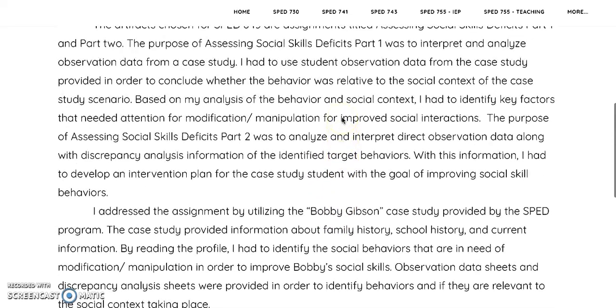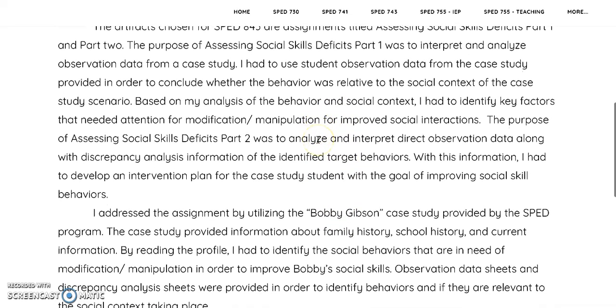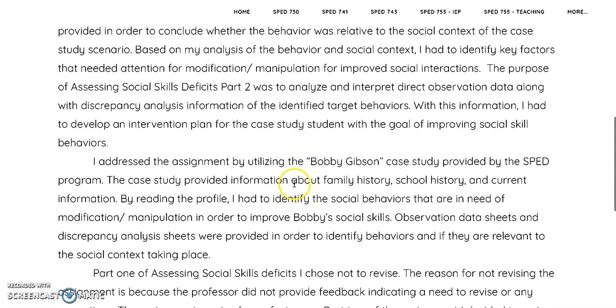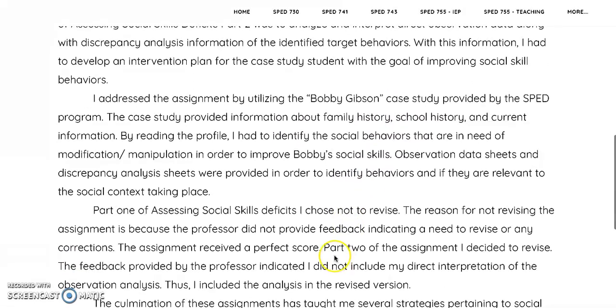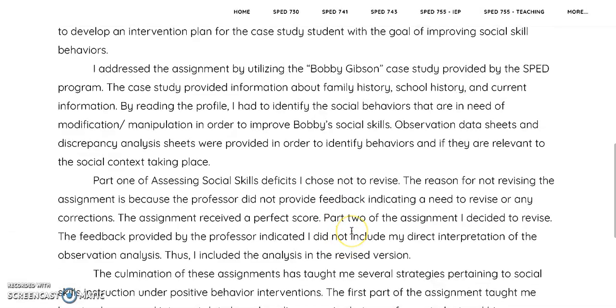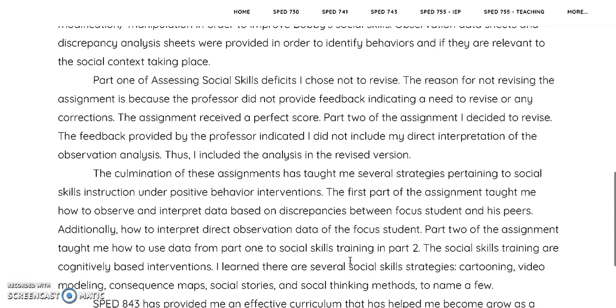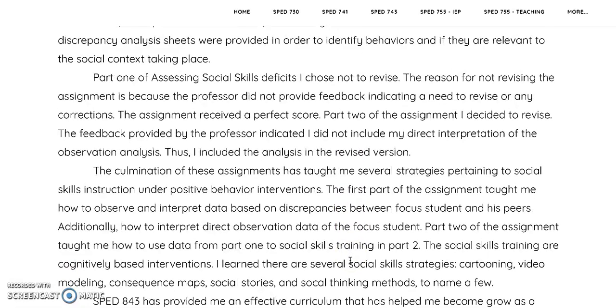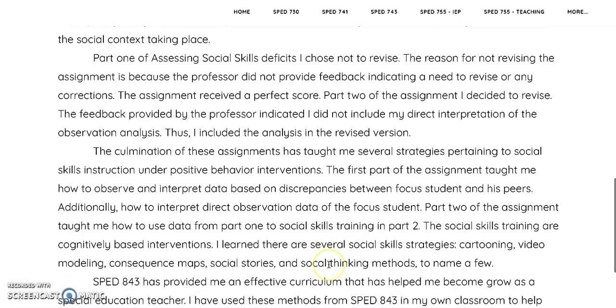So with this, there was a case study provided by the course. With this case study, we had to analyze the scenario the student was in. His name was Bobby, and we had to identify social behaviors that were in need of modification in order to improve his social skills. Once we were able to do that, we had to apply the intervention. I learned a great deal from this assignment, such as learning to look for appropriate behaviors, how to appropriately modify those behaviors, and what kind of interventions we can use.